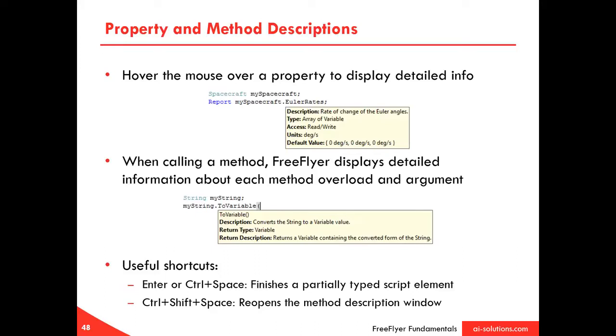Similarly, when we're calling a method, FreeFlyer will display detailed information about the method overloads, and each argument that needs to be passed into the method. When you're typing in a FreeForm script editor, there are a few shortcuts that are good to know about. You can use either Enter or Control Space to finish a partially typed script element, and you can use Control Shift Space to reopen the method description window if you've navigated away from it.